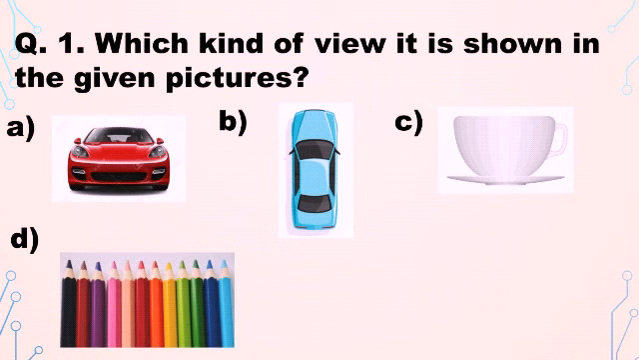Our next picture is B. In B again we are seeing a car, but which kind of view is it? You have to write it. Just write down the view under the number, or you can give the number and answer it. There is a cup set in C, so here also you have to write which kind of view it is, and in D there are some pencils.